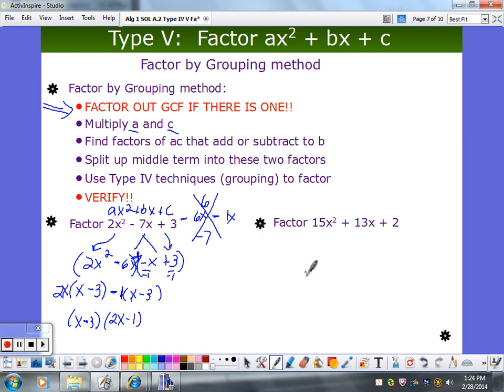Let's try another one here. I've got 15x squared plus 13x plus 2. This is the one on your paper. There's like 2 boxes, method and example. So it's kind of like, here's what you do, here's an example of doing it. So let's look over here. You multiply a times c. What's 15 times 2? 30. And I need two numbers that multiply to 30, but add to the middle number of 13.